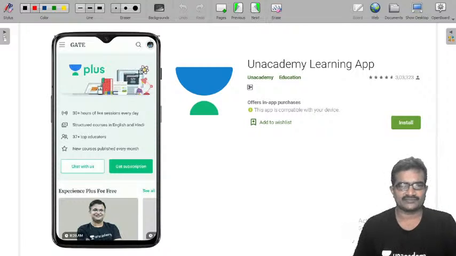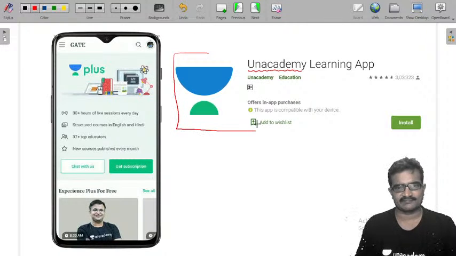Now first we check how to get the Unacademy learning app onto your device. Just go to Play Store and type Unacademy and it will show the Unacademy learning app like this. By clicking on this install button, it will install the Unacademy learning app onto your device.